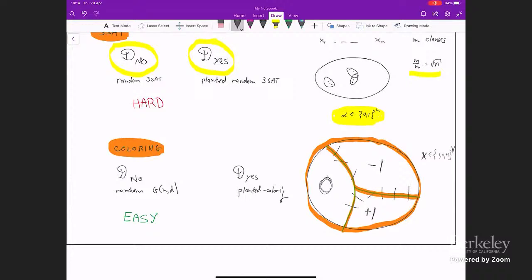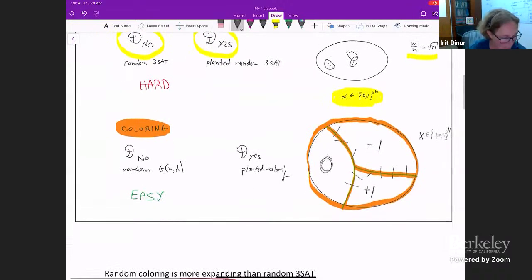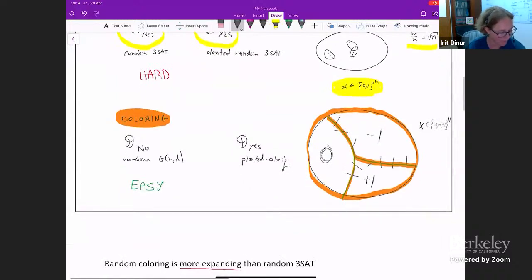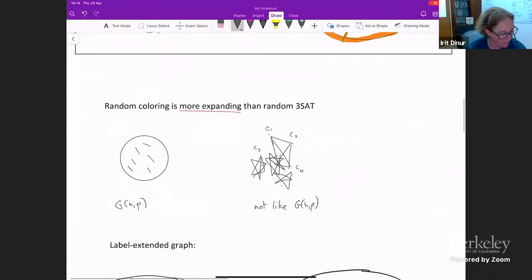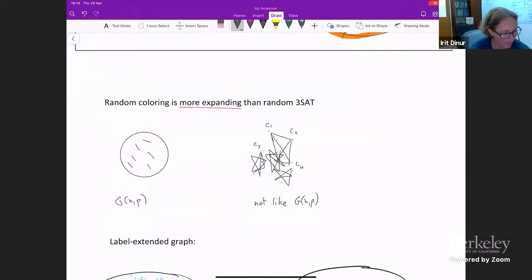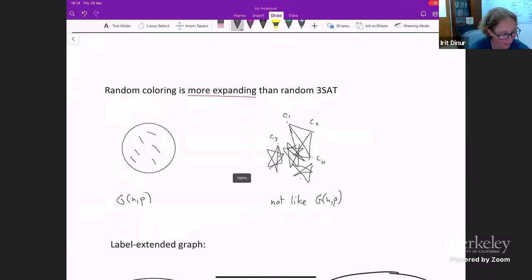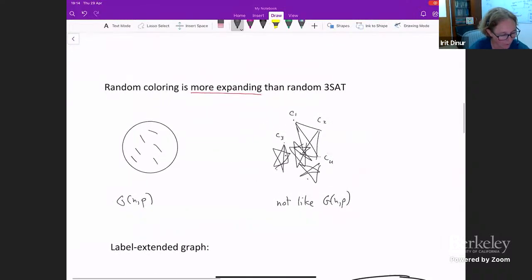I want to say another couple of things. How is the algorithm that works for random coloring going to fail for a random 3-SAT? The reason is that a random coloring graph is much more expanding than a random 3-SAT.